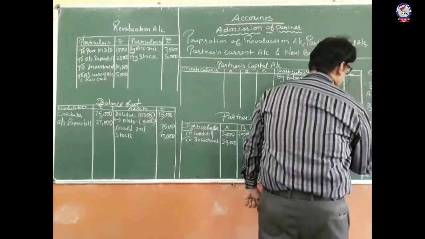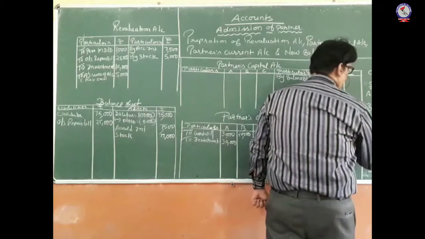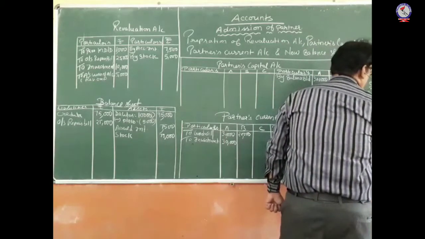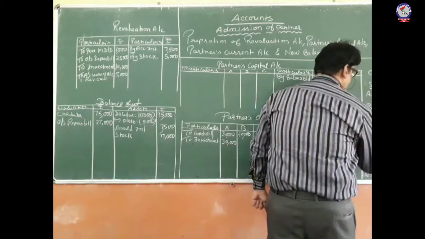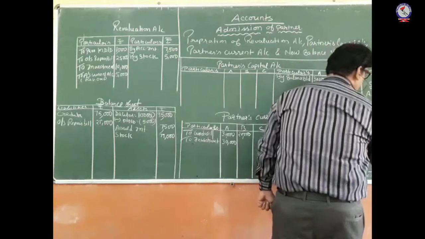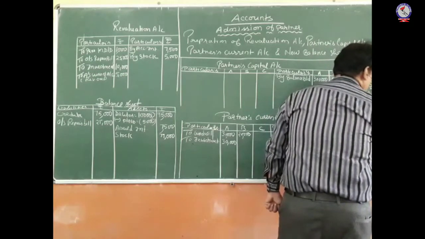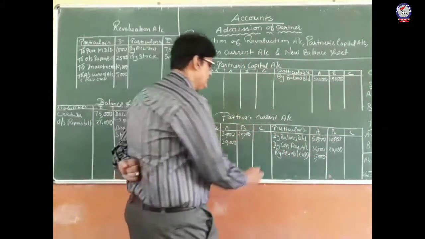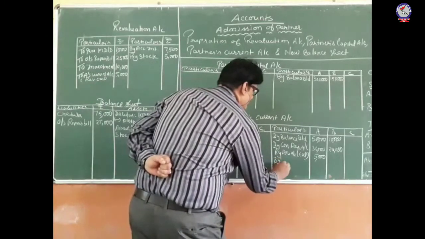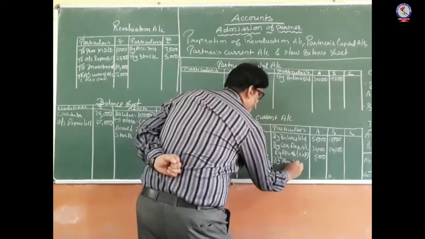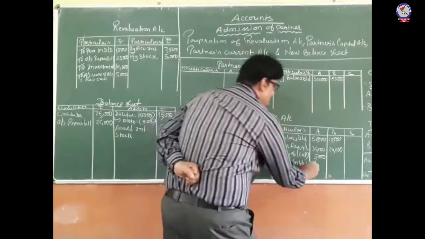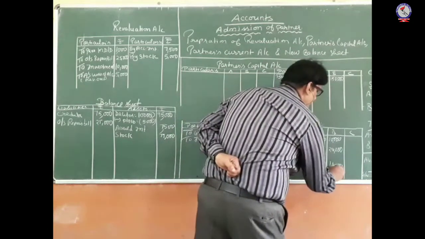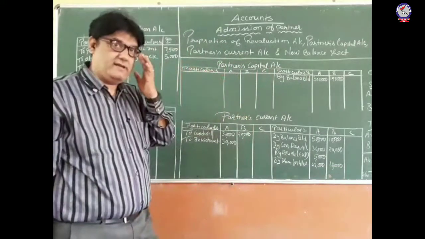So A's share is 60,000 into 7/10, which becomes 42,000. And for B it is 60,000 into 3/10, so this becomes 18,000 rupees. So this is 42,000 and 18,000 respectively, which will be credited to the current accounts of A and B, that is premium for goodwill, 42,000 and 18,000 respectively.